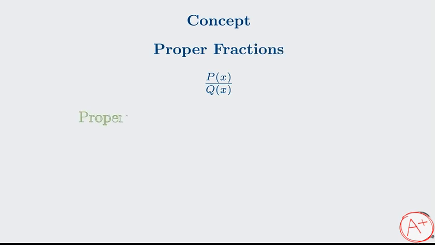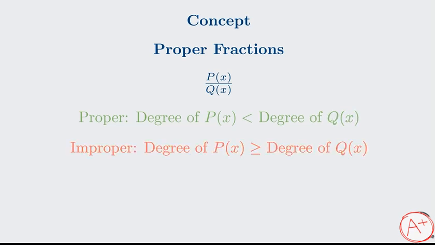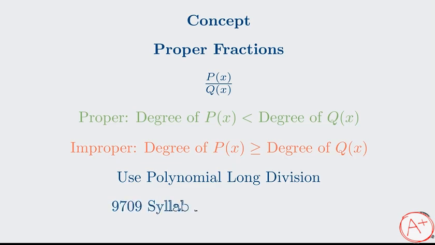Before we decompose a fraction, we must ensure it is a proper rational function. A rational function p of x over q of x is considered proper if the degree of the numerator is strictly less than the degree of the denominator. If the degree of the numerator is greater than or equal to the degree of the denominator, it is an improper fraction. In such cases, you must first perform polynomial long division to extract the quotient and a proper remainder. For the 9709 syllabus, we focus on 3 primary cases of proper fractions based on the factors in the denominator.